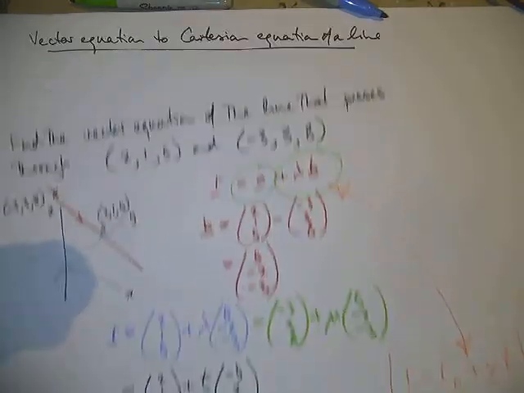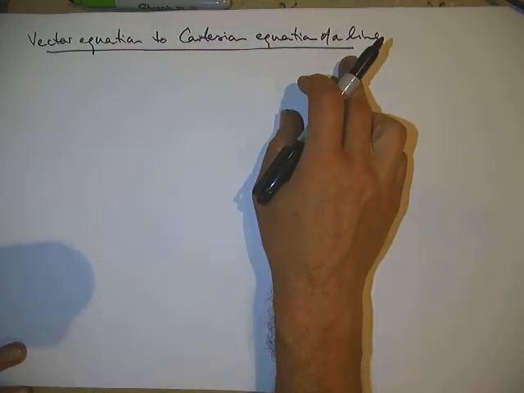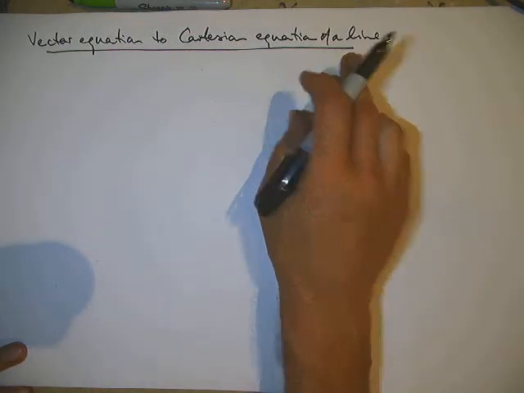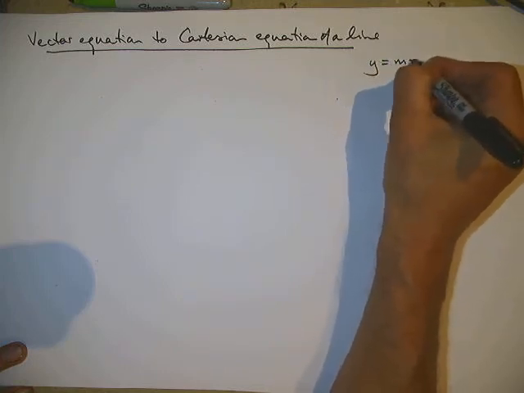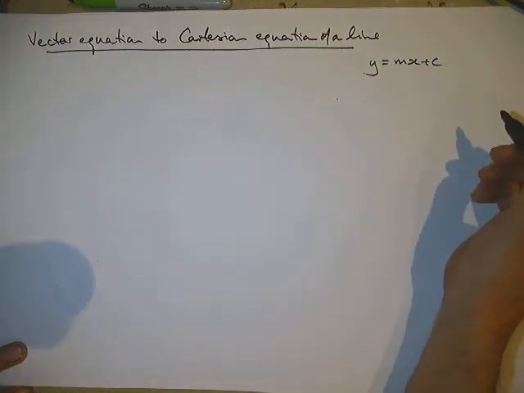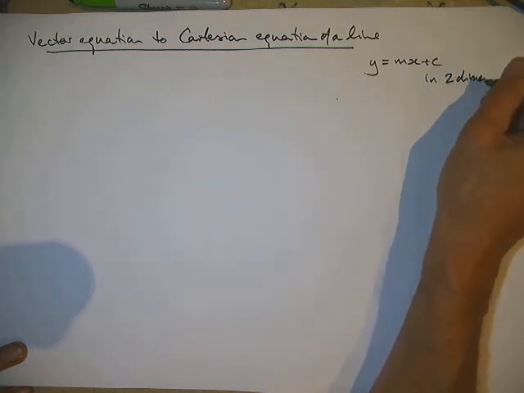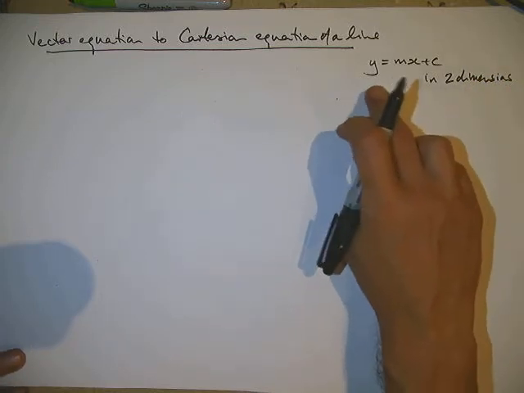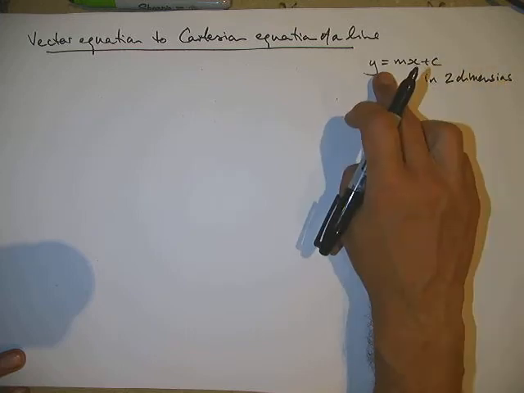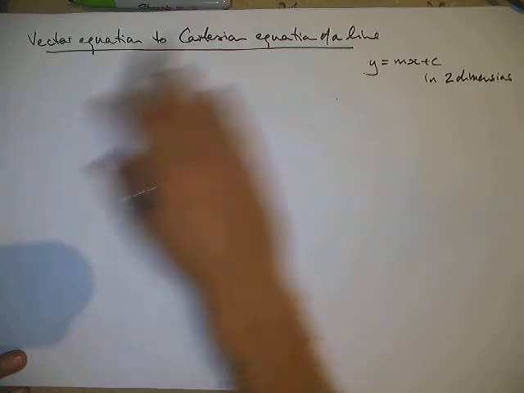Right. The other key bit in the first two sections of this chapter is how we go from a vector equation to a Cartesian equation of a line. Okay, y equals mx plus c is an example of a Cartesian equation in 2 dimensions. It was relatively easy, but there are complications with getting a 3-dimensional Cartesian equation, but there's a straightforward way of getting them.